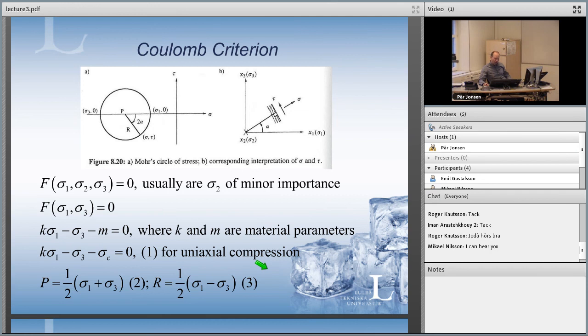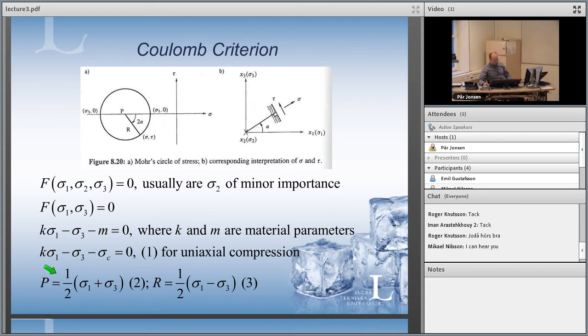And this is the loading that you have. You have a material point, and you put shearing on it, and you put a normal component on it. So you work in 2 dimensions in this case. One way of writing it is with this K times sigma 1 minus sigma 3 minus M. K and M are then material parameters, so it's related to some test. For uniaxial compression, it's a little bit simpler. Then you have your K, and then you have a value of your yielding in uniaxial compression.